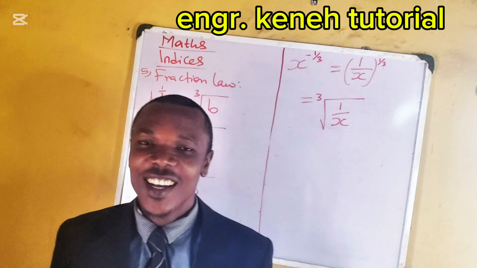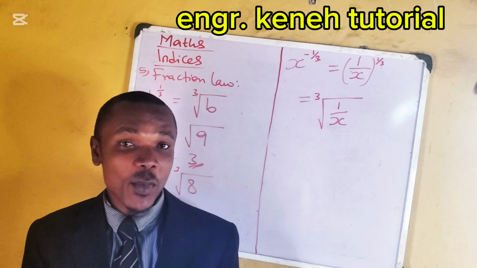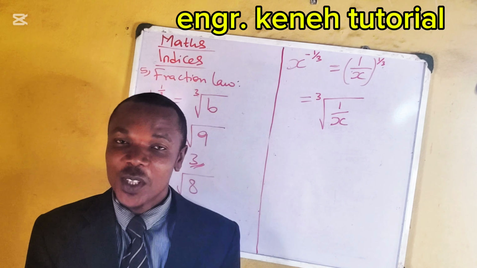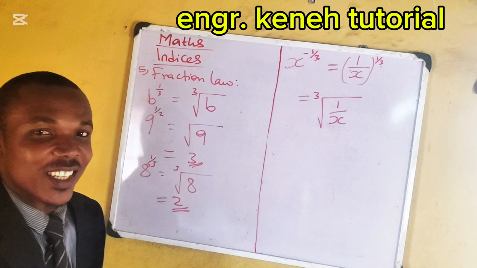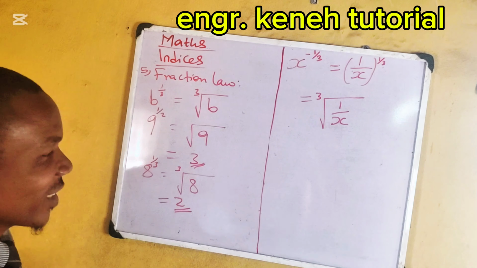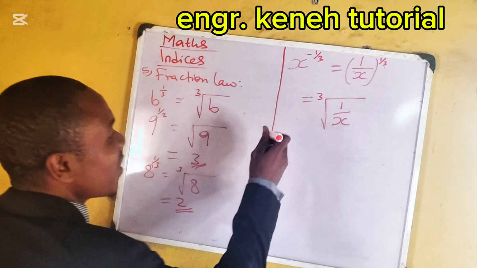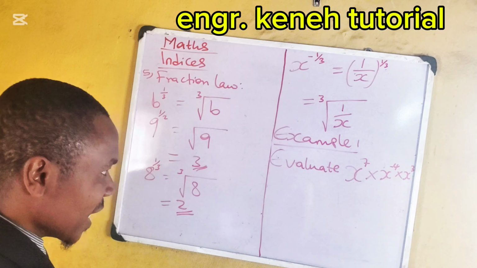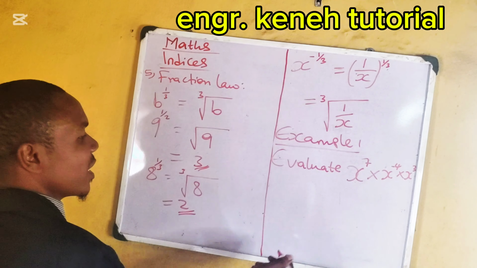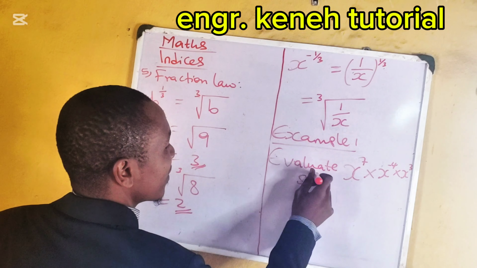Having shown you all these laws and more, I want us to solve some examples now so that you see how this can be applied. All right. So that leads us to example 1. We have example 1 like this. All right. We have something like this. The question says evaluate this. So we have solution like this.